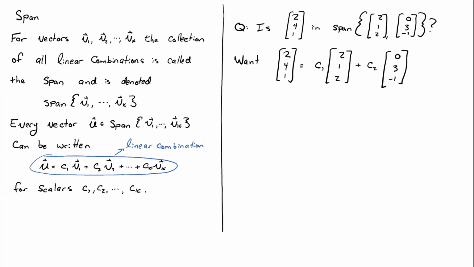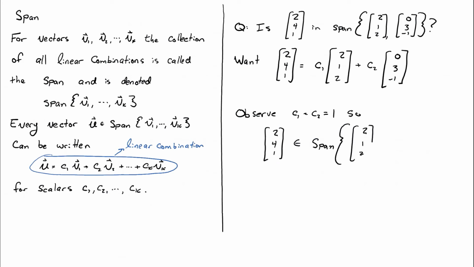And we've solved things like this. It's a system of linear equations. We could go through the whole process again. Or we could observe that c1 equals c2 equals 1. Since we found a c1 and c2, we can conclude that 2, 4, 1 is in the span of 2, 1, 2 and 0, 3, minus 1.